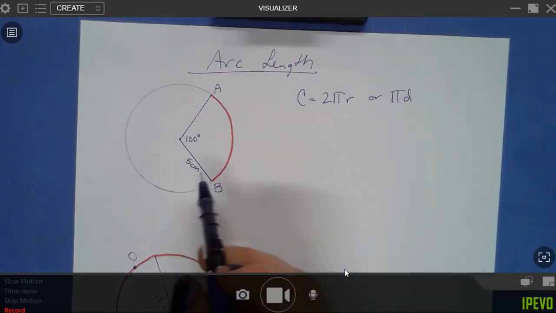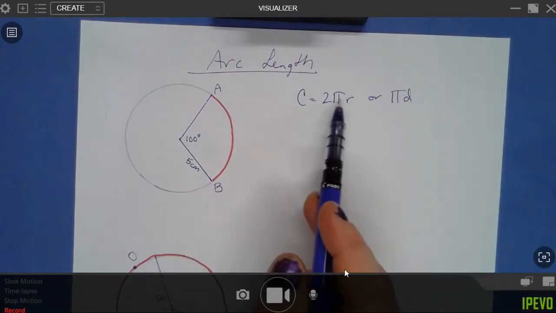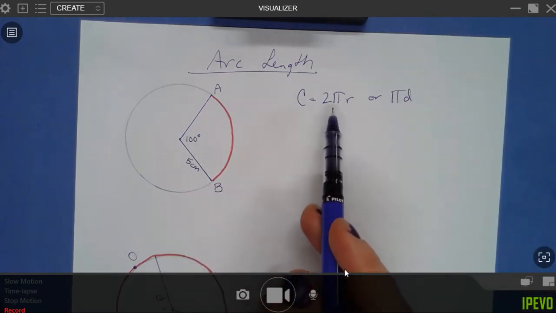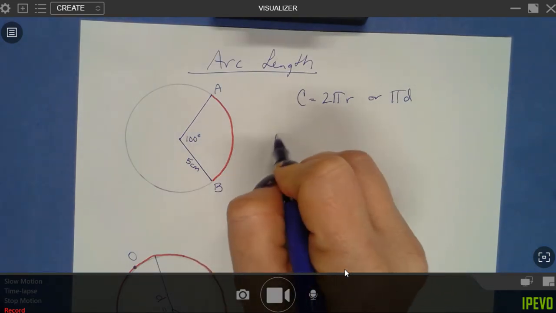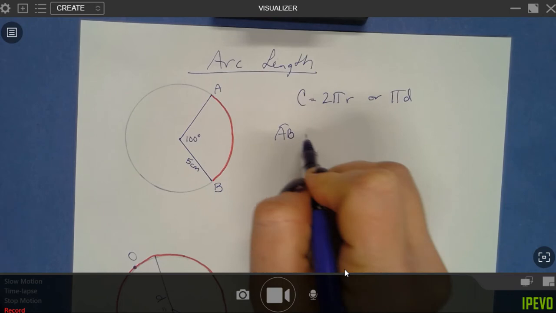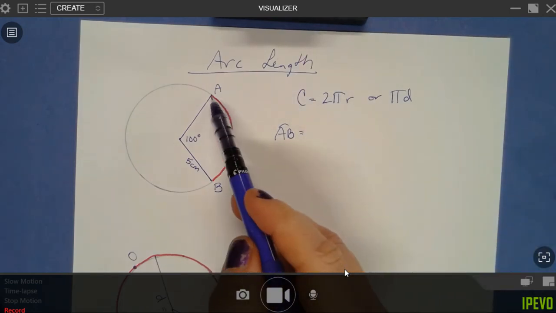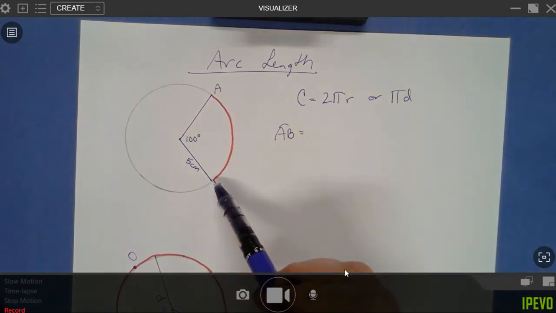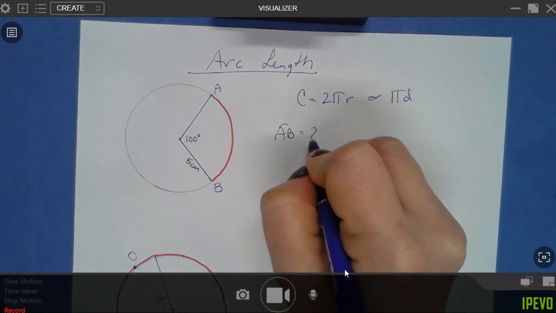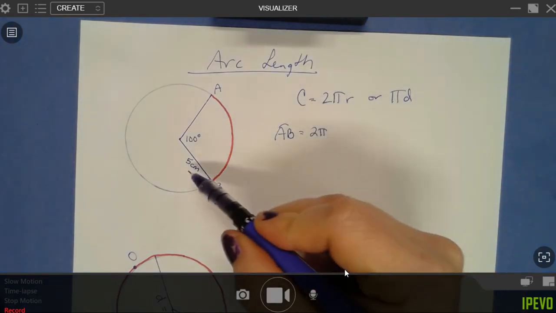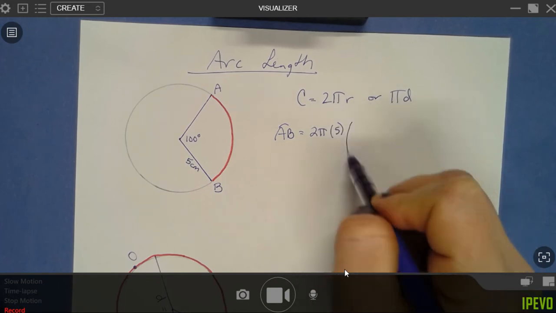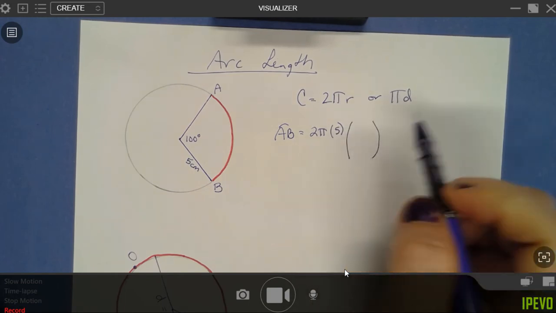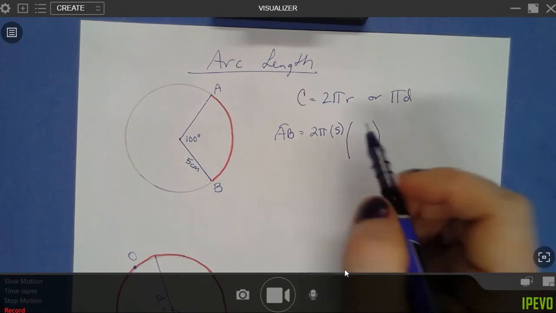So since I have radius here, I'm going to choose to use the 2 pi r equation. So to find this arc length, and I will call it AB because it's a distance from A to B, I'm going to start with 2 pi, and then my radius is 5. So we'll put the 5 in there. And then I want to tell it what portion of the circle I'm wanting.